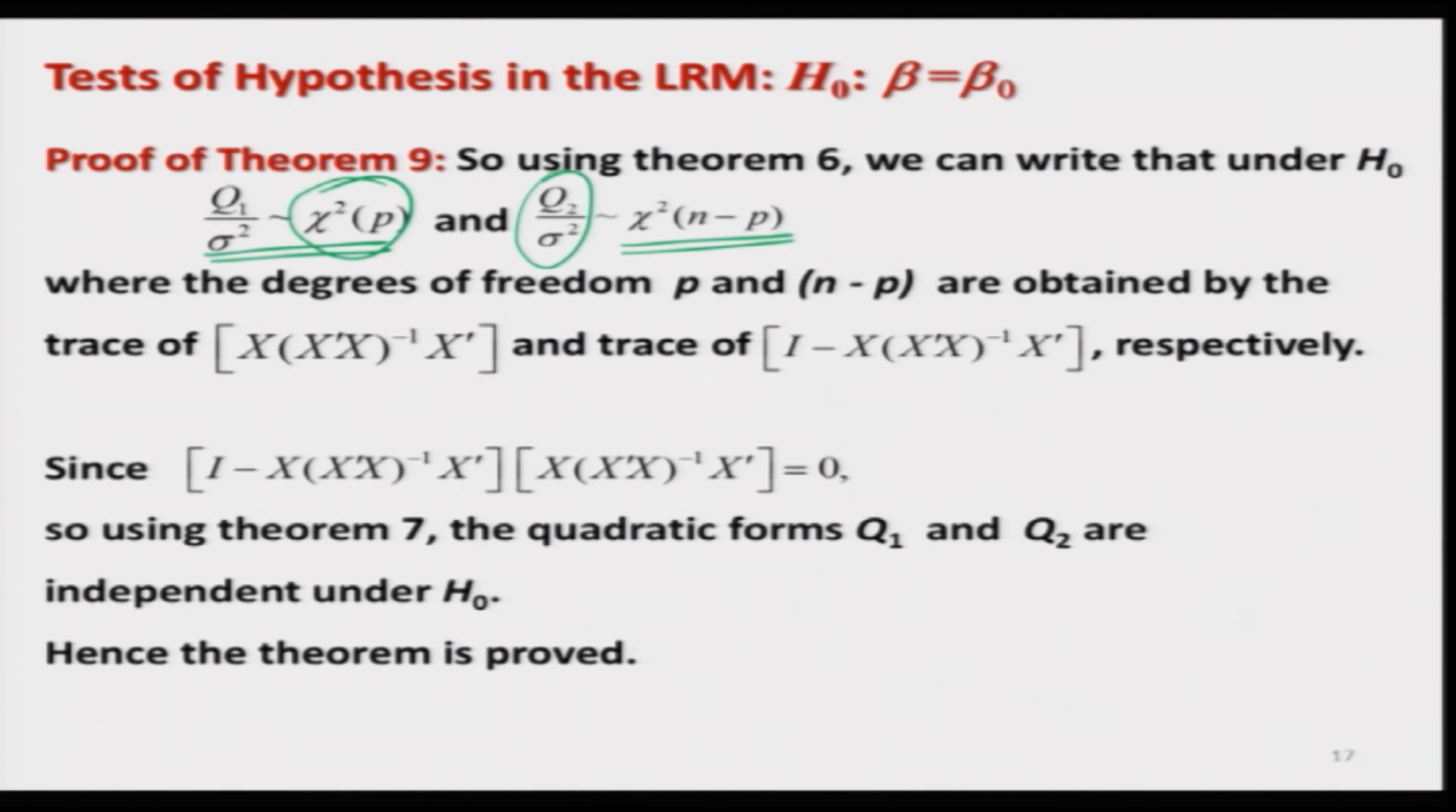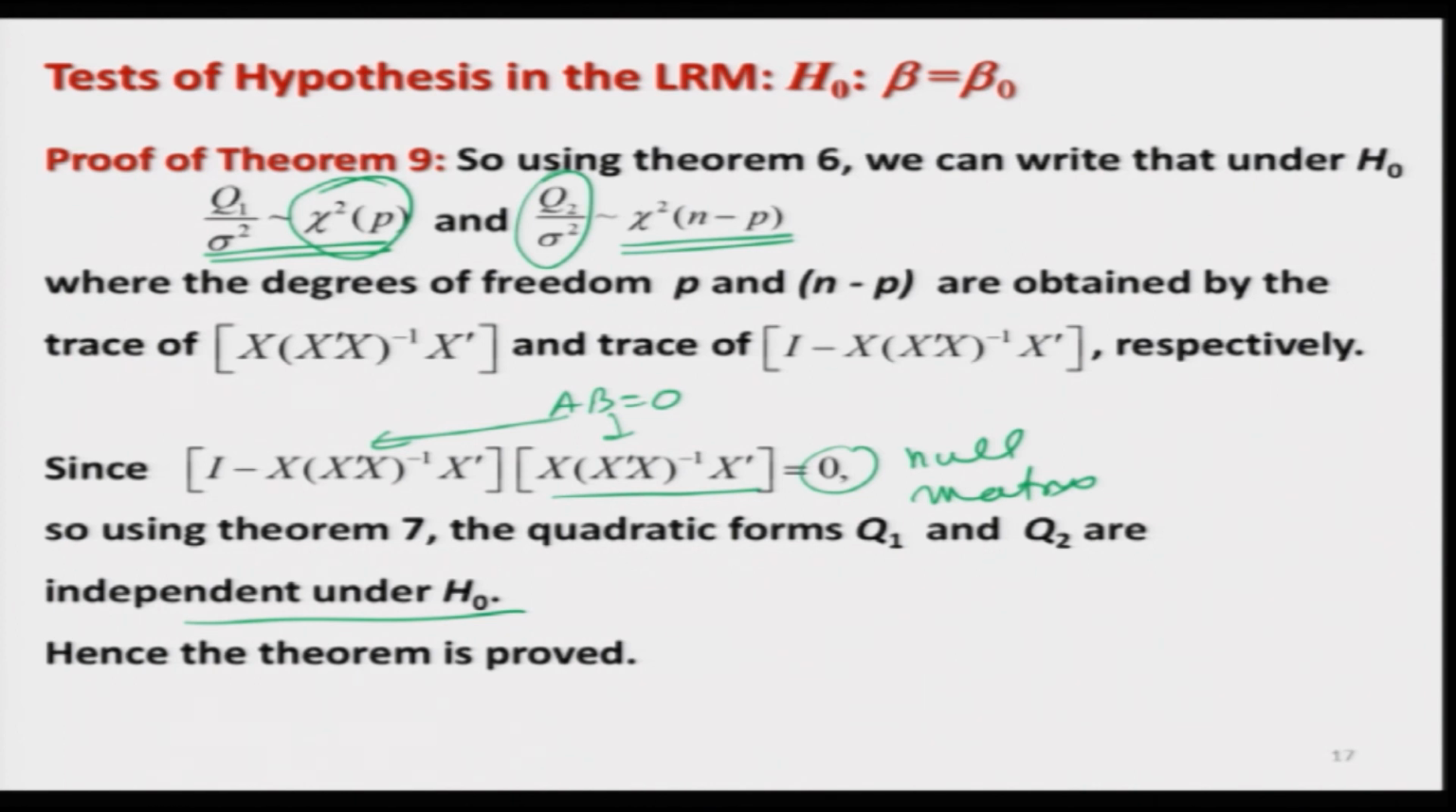And now, we have to show the independence of the two. I have shown you the result that A into B is equal to the null matrix, where A is the hat matrix and B is X (X transpose X) whole inverse X transpose. If you multiply them, this comes out to be a null matrix. So, both quadratic forms Q1 and Q2 are independent under H naught, and hence this theorem is proved.